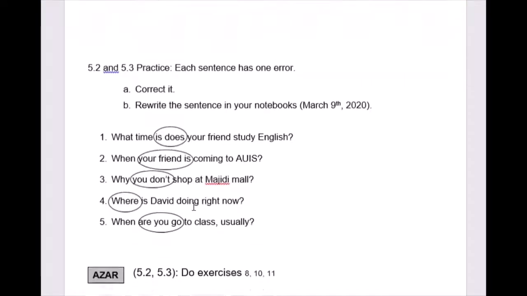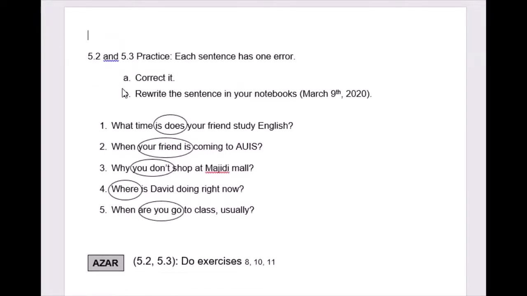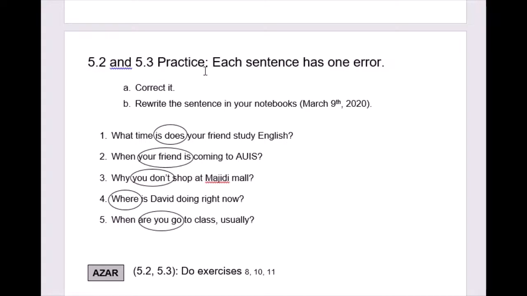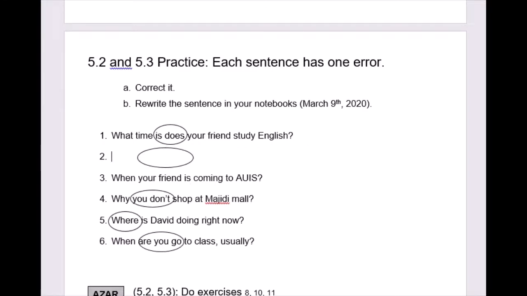Good. So now let's practice everything, and you can do this in your notebook. So each sentence has one error, and I want you to correct the error. Rewrite the sentence in your notebook for March 9th, 2020. Okay, so do this in your notebook. So let's do number 1 together. What time does your friend study English?